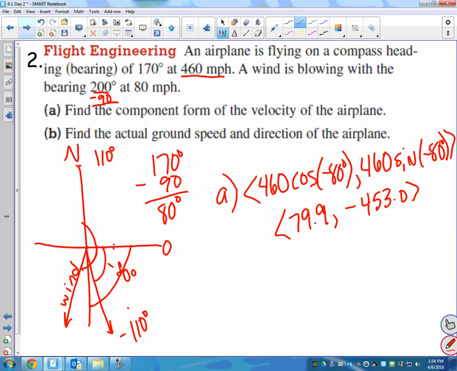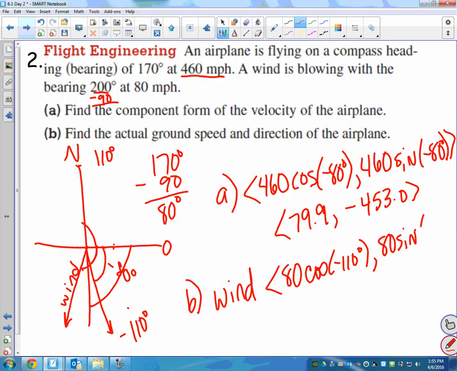Questions on where I'm getting those angles from? To me, the weirdest part of these, because we don't usually work with bearings that often. Cosine of negative 110 is the same as cosine of 250, so it's whichever one you prefer to work with. So, part B, before I can actually do this, I'm going to find my wind vector. And again, the speed is the magnitude of that vector, so I'm just going to take 80 times the cosine of negative 110 degrees, and 80 times the sine of negative 110 degrees.